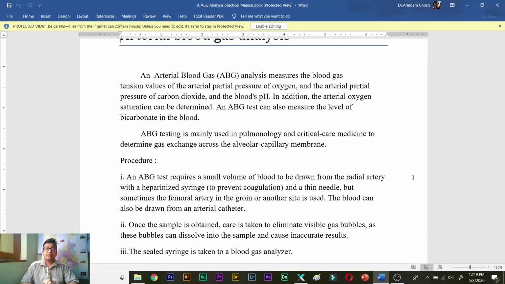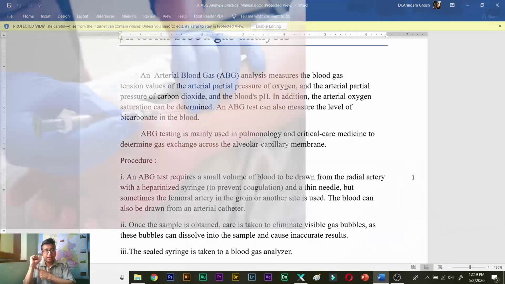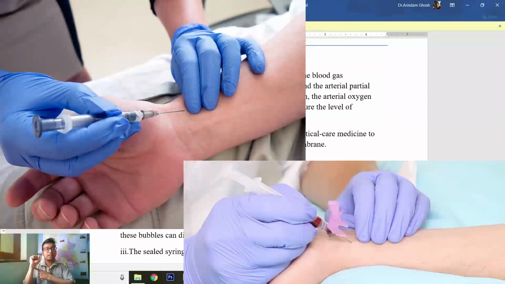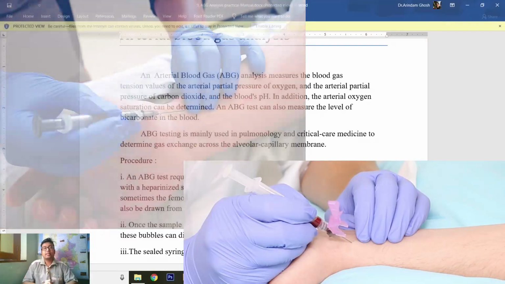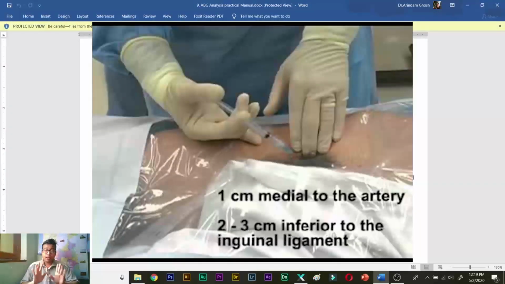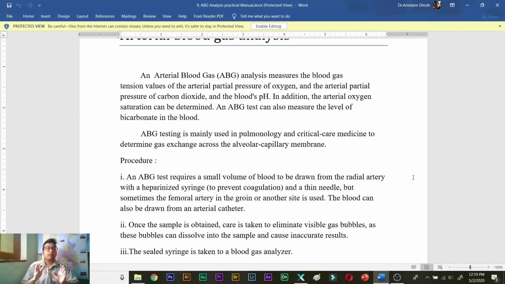So what are the sites of arterial puncture? Number one, radial. The most preferred area is the radial artery, and the next is the femoral artery. In rare cases, if the patient is having burns or an amputated limb, the brachial artery, popliteal artery, etc., can also be accessed depending on the patient scenario, but most common is radial and femoral.